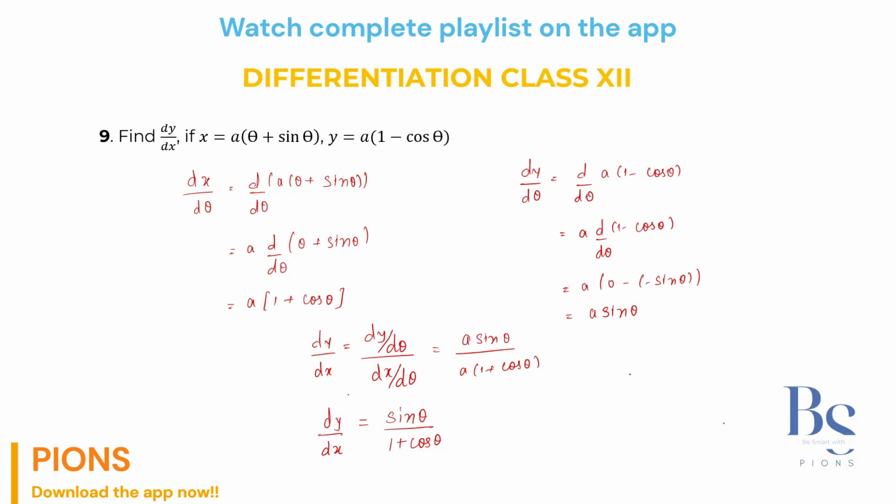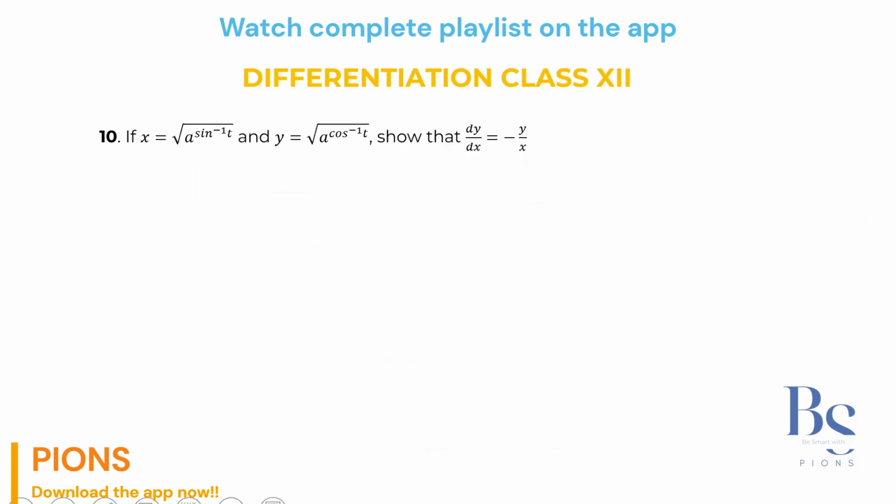So sine theta, you can further simplify as 2 sine theta by 2 cos theta by 2, half angle formulas, and 1 plus cos theta is 2 cos square theta by 2. So when you cancel this 2 with 2, and cos theta by 2 with one of the cos theta by 2, you are left with tan theta by 2. Now that's a simplified version of this one. So they can ask you like, show that dy by dx is tan theta by 2. This was our 9th problem for today. Let's move to question number 10 now.